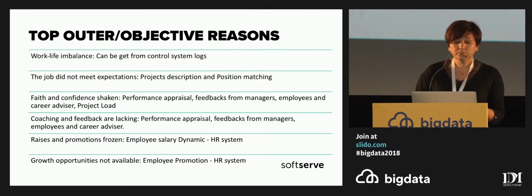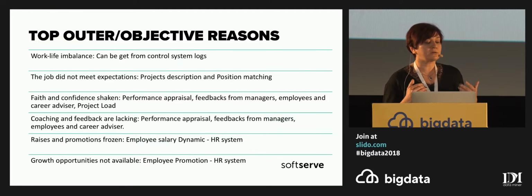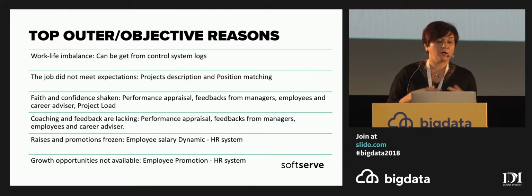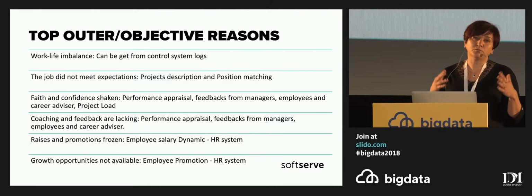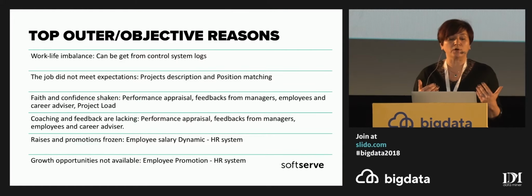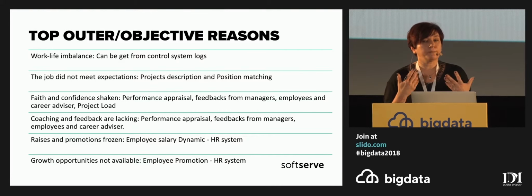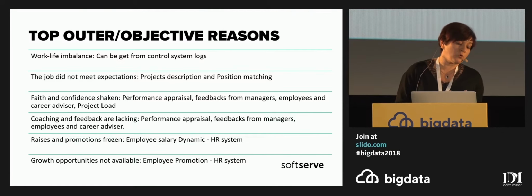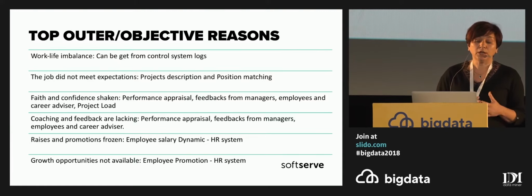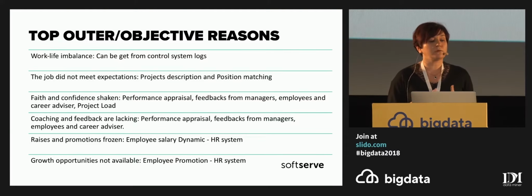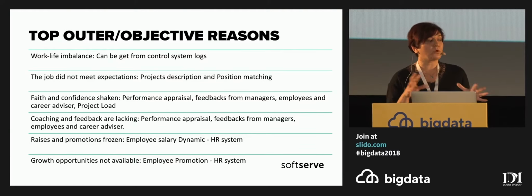Objective reasons. Very likely we can extract some indicators of these reasons from companies' data, from HR systems. We can extract this information from employee history. First of all, some kind of work-life imbalance. Actually, we could extract this information from different control systems. For instance, if an employee has a lot of overtime or there are problems with vacation, it could be considered that there is some work-life imbalance for this particular employee.